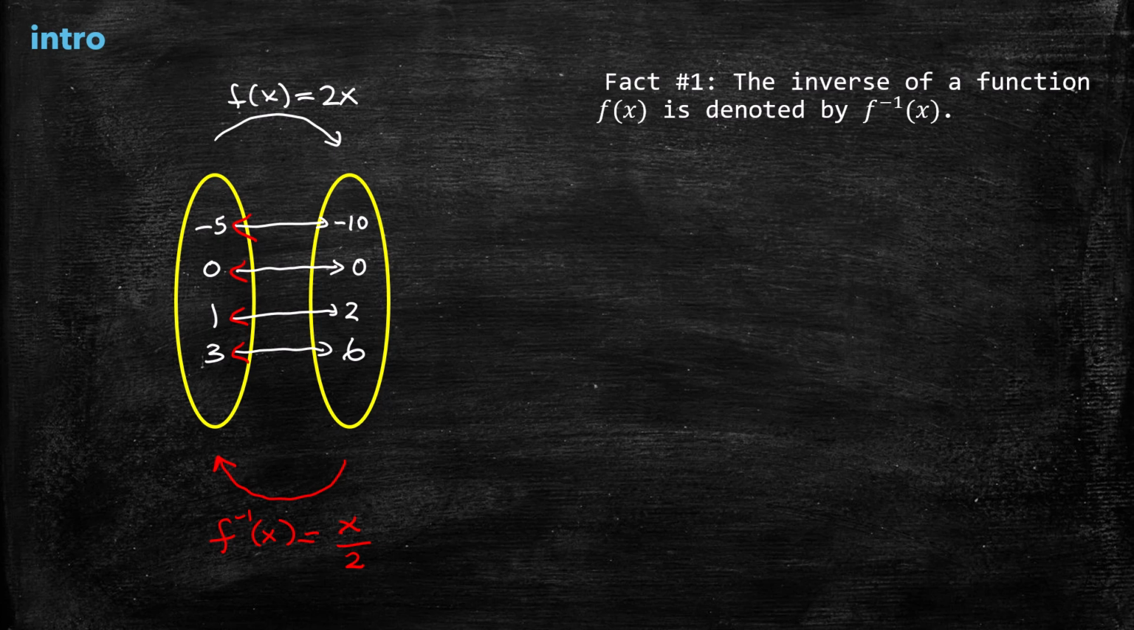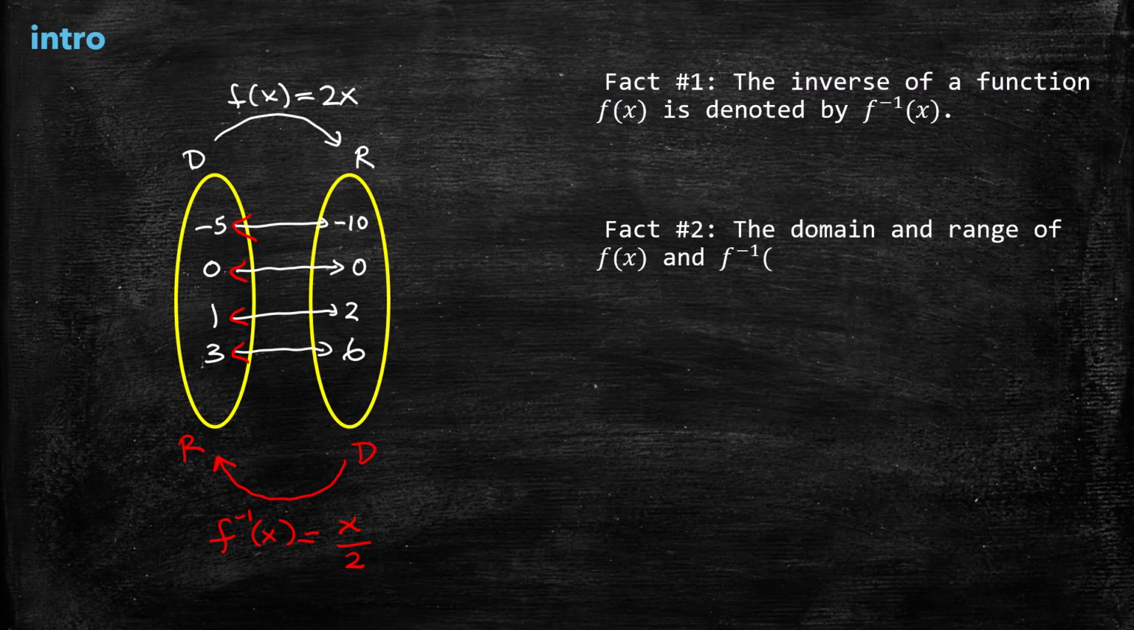Now, let's recall some other terminology for functions. For f of x, this is considered the domain, the values on the left, and these values on the right would be the range. Notice that for the inverse function, that is reversed. As far as the inverse function is concerned, the values on the right are its domain. So that's fact number 2, a very important one. The domain and range of a function and its inverse are reversed.